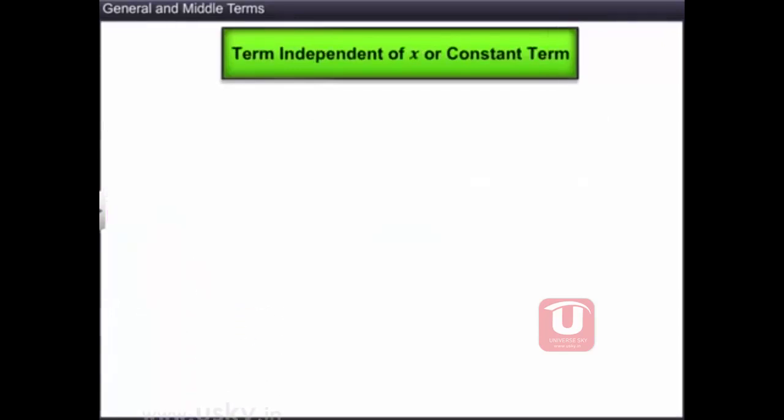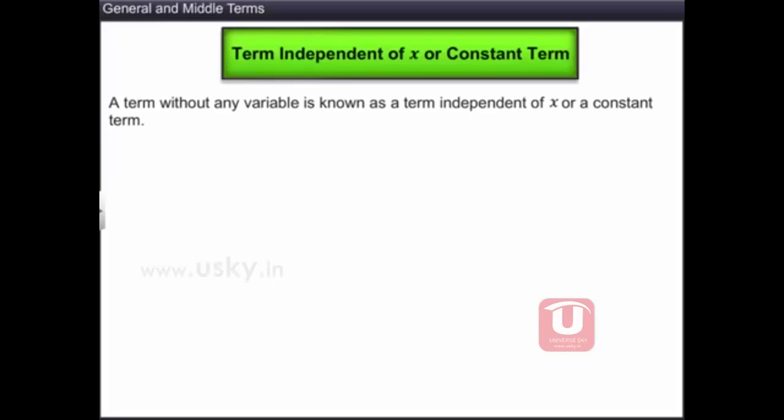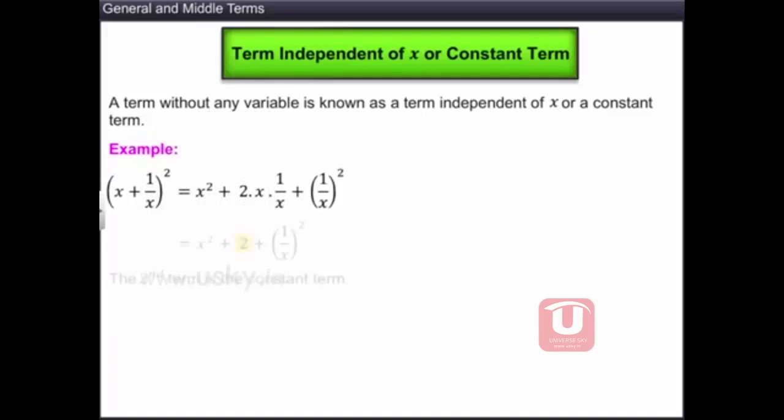Now, let us understand what is a term independent of x, or a constant term, in the expansion of a binomial. In a binomial expansion, a term that has no variable in it is known as a term independent of x or a constant term. In the expansion of (x + 1/x)^2, the second term is a constant with no variables in it. Here, 2 is the term independent of x, or the constant term of the given expansion.